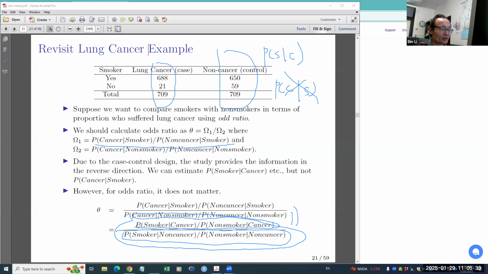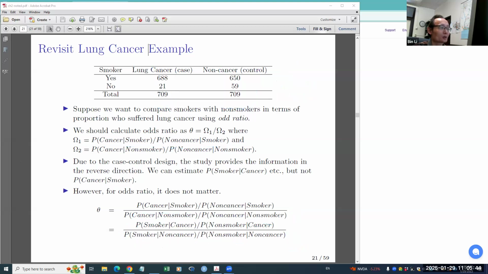Is that right? Like the first one, the proportion of the smoker among the cancer patients. So we have 709. So the first one, we can easily find out is 688 over 709, right? And we can also find that, no problem. We can find it from the table. And this one from the table, this one from the table. So we can estimate the odds ratio.